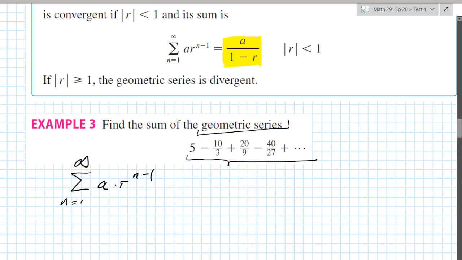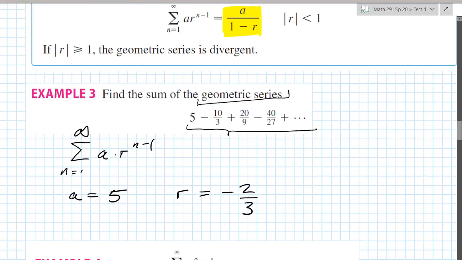Well, what is the a value? The a value here is 5. And what is the common ratio? What are we doing from one term to the next? Well, it looks like we're alternating signs here, so the common ratio is going to be negative. It looks like we are multiplying the top by 2 and the bottom by 3.